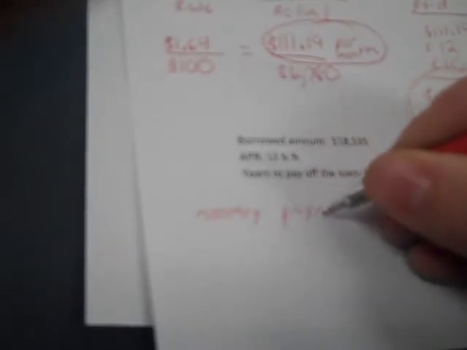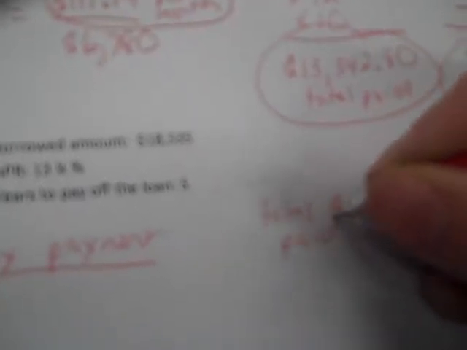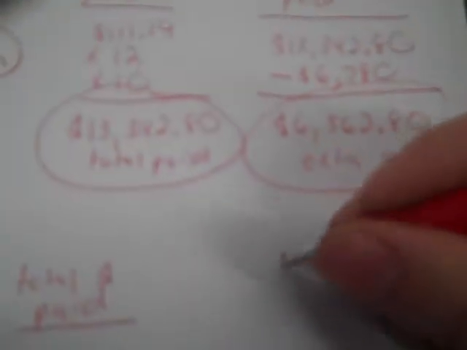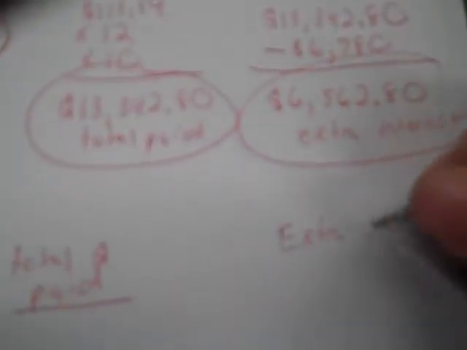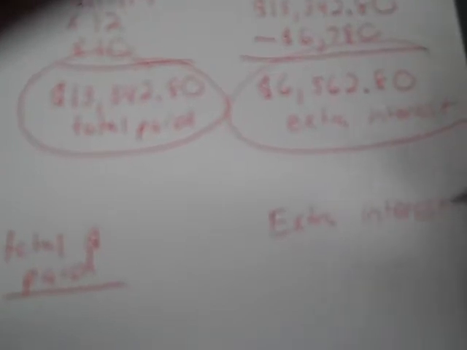Okay, then my last one. This is what I borrowed. I'm borrowing it because I don't have enough money. Okay, so they're going to let me buy whatever this is, but they're going to give it to me, but I have to be paying them by the month. Monthly payment. Total amount paid. Extra interest paid. Okay.